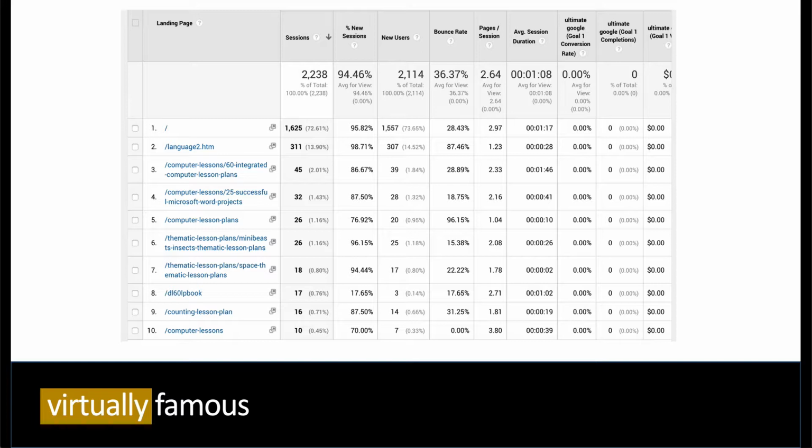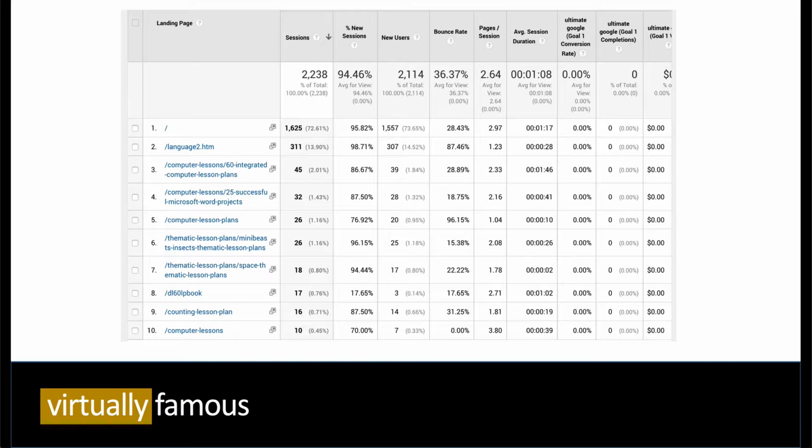So here's an example. These are the pages from lessonplans.com.au. You can see the first one, homepage, then language 2, then computer lessons, 60 integrated computer plans, 25 successful Microsoft Word projects, computer lesson plans, then thematic mini beasts, thematic space. Okay. Now the key you look at here is those ones.